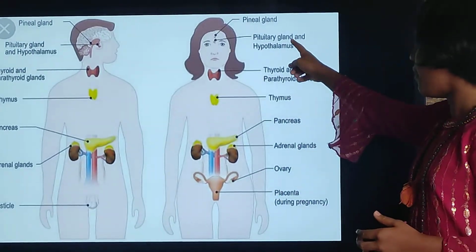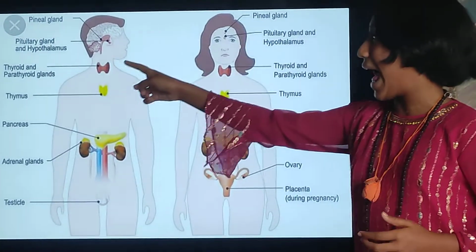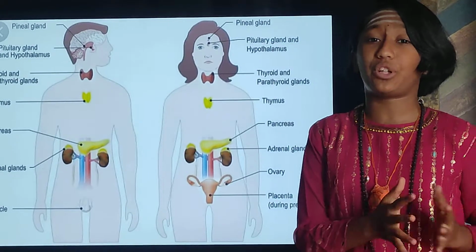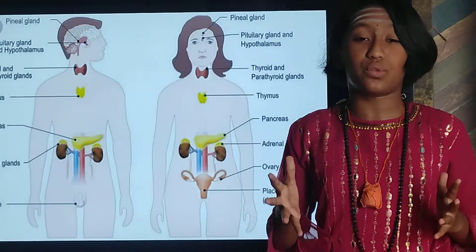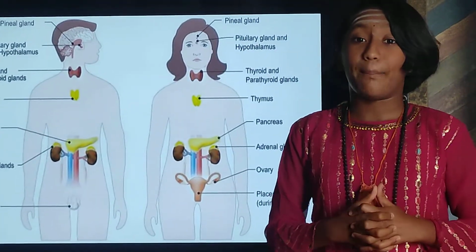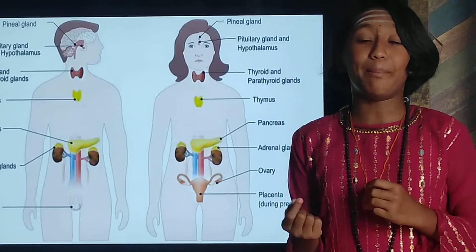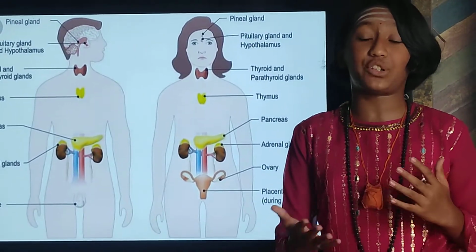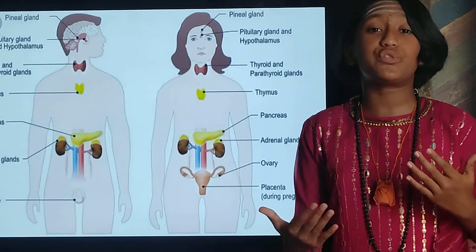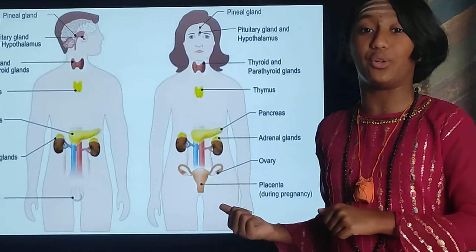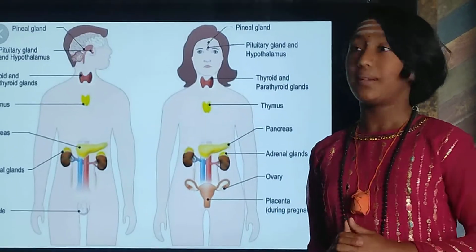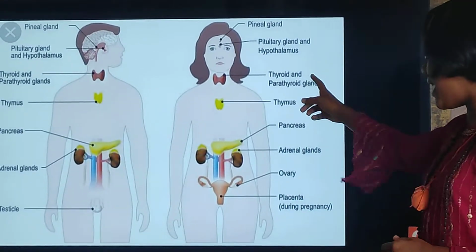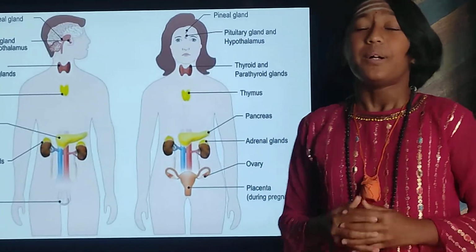Next we come to the pituitary gland. So what is the pituitary gland? The pituitary gland is also known as the master gland because it sends messages to all other glands. For example, the thyroid and adrenal glands secrete hormones whenever they receive a message from the pituitary gland. Next, we come to the thyroid and parathyroid glands.